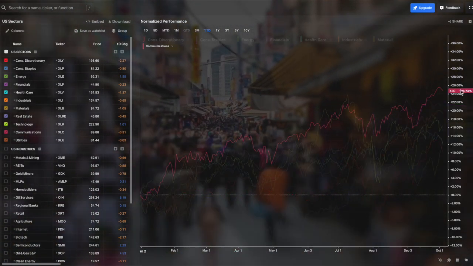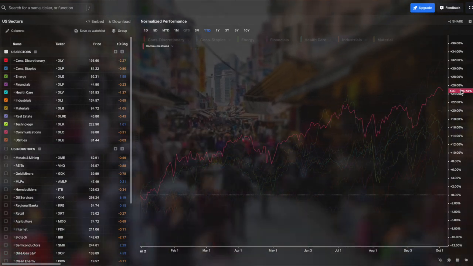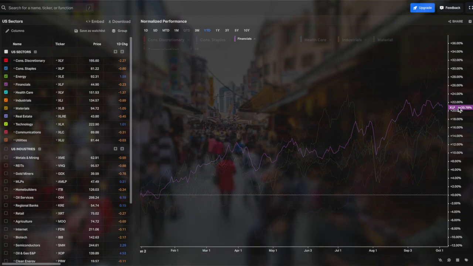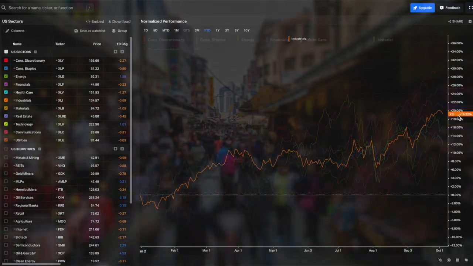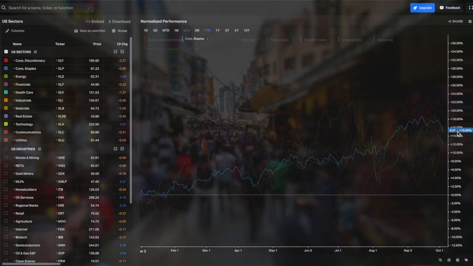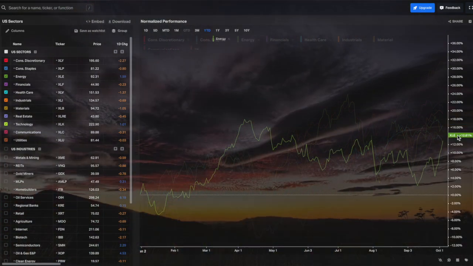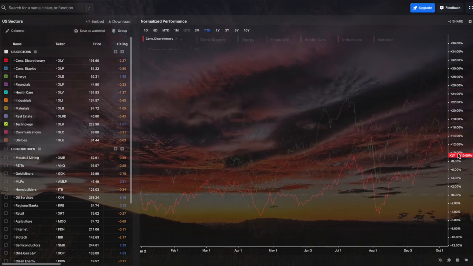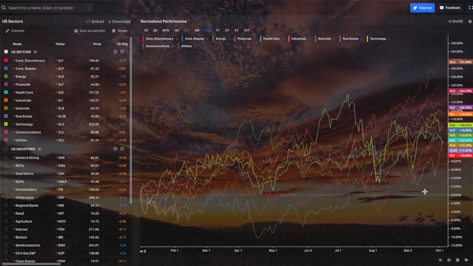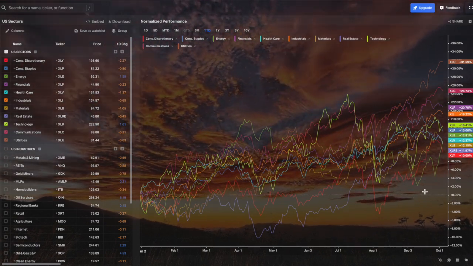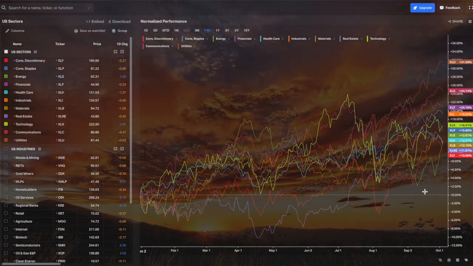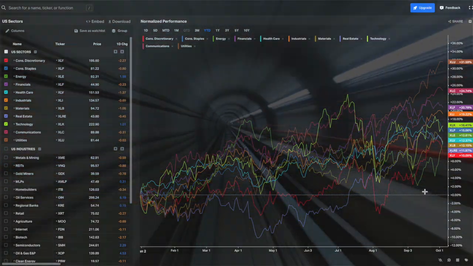Not bad. After that, we have communications or telco, telecommunications, financials, industrials, technology, consumer staples, energy, and then the other ones kind of grouped together, but really utilities is the one that has outperformed everything else since the beginning of the year.